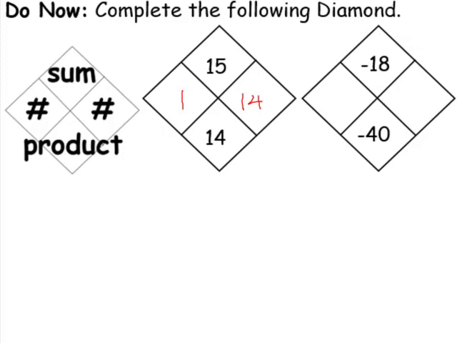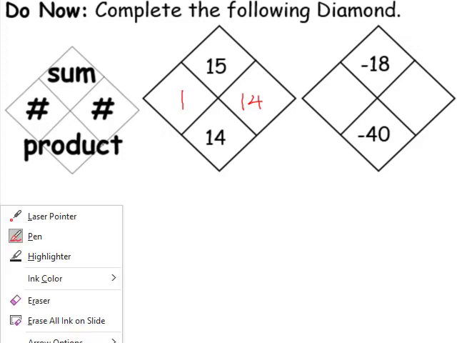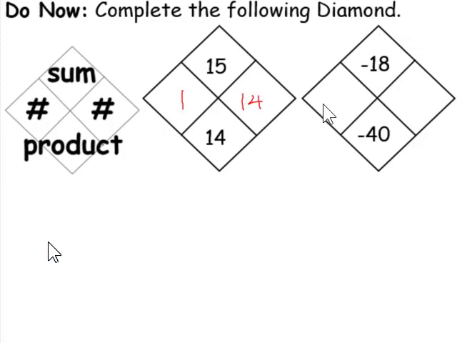Okay, so the answer for this one would be negative 20 and 2. Negative 20 times 2 is negative 40. Negative 20 plus 2 is negative 18.